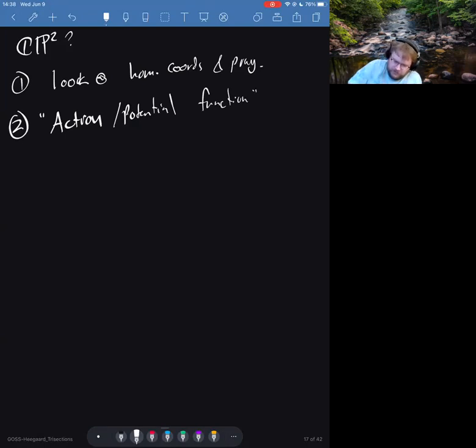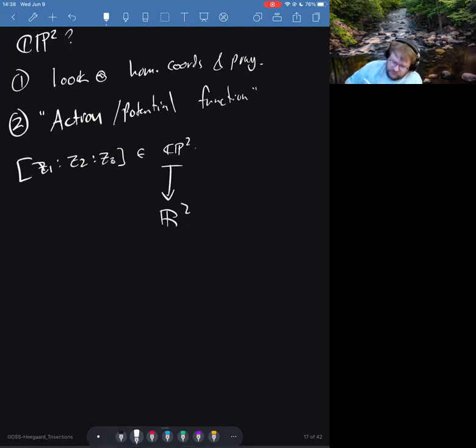But the idea here is, I have Z1, Z2, Z3, and CP2. And I want to define a function that goes to R2. And how I can do this is, oh boy, I'm not remembering it exactly, but it's something like Z1 squared plus Z2 squared plus Z3 squared. Yep, this is what it is.